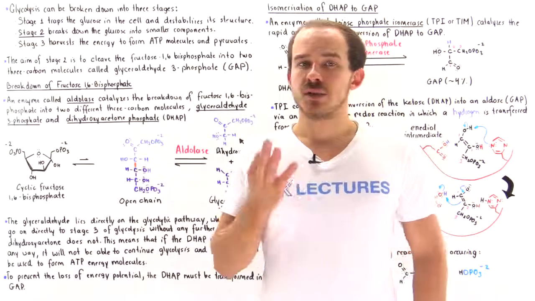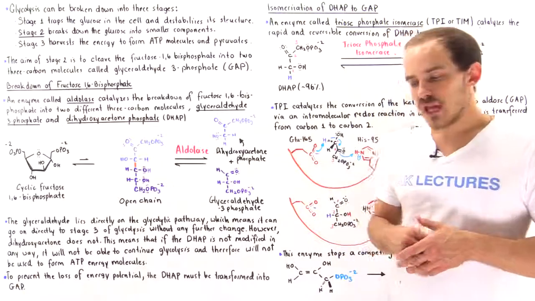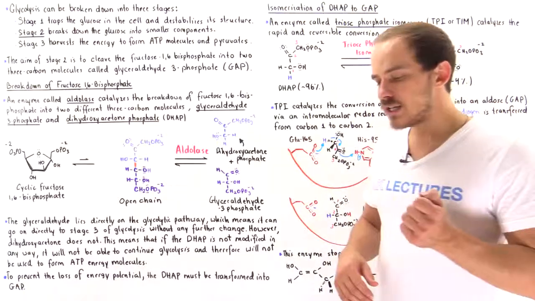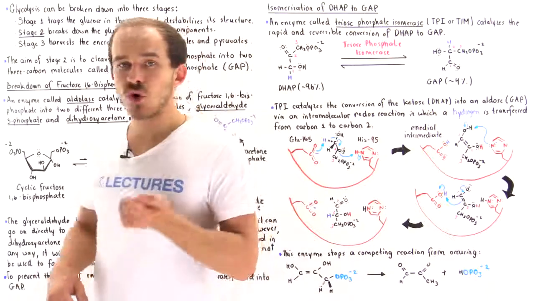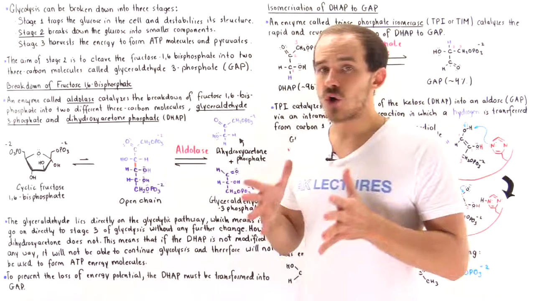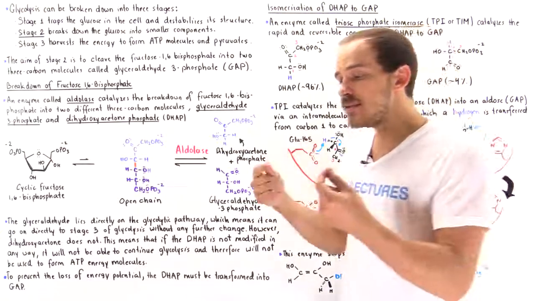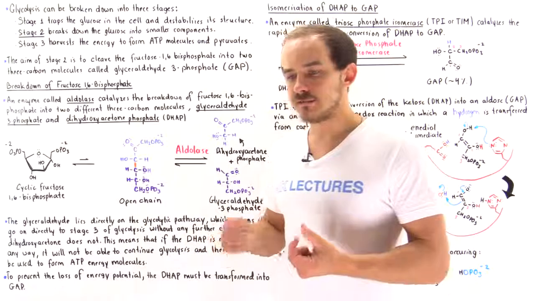Glycolysis consists of 3 different stages, and previously we focused on stage 1. So we said that in stage 1, that glucose molecule is initially transformed into glucose 6-phosphate. And what that does is it traps that glucose in a cell and begins to destabilize that glucose. It makes it more reactive.